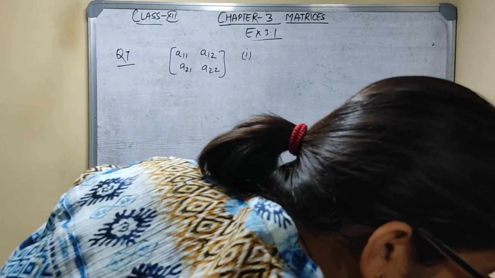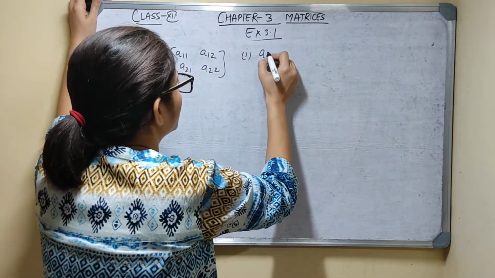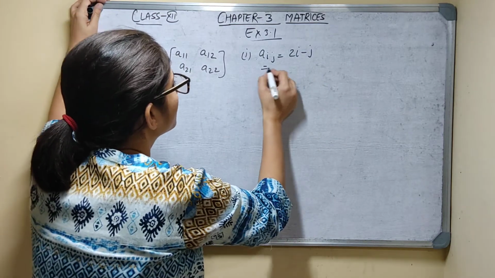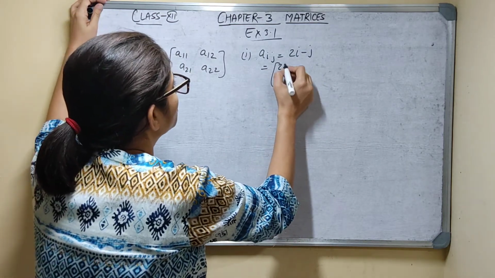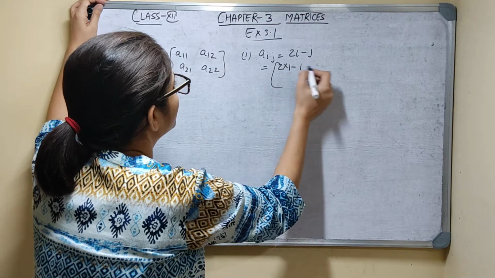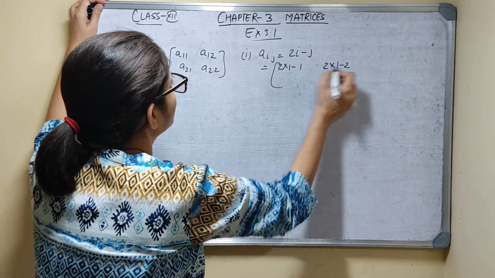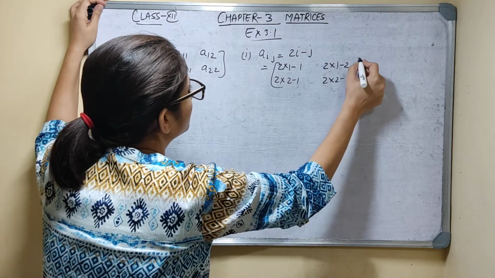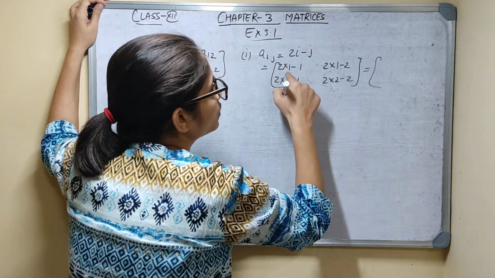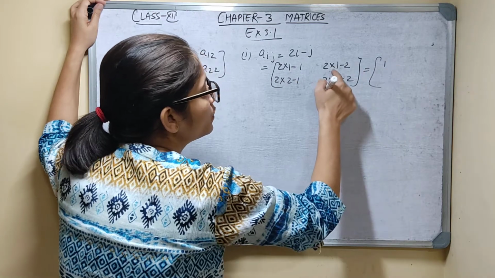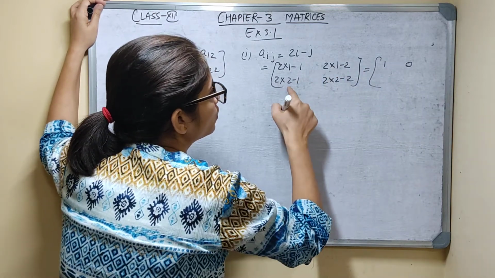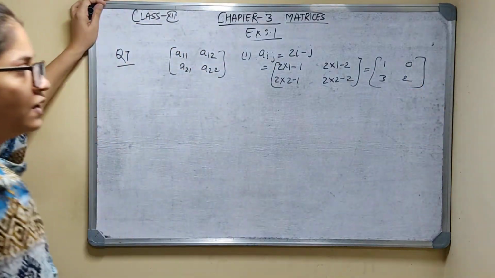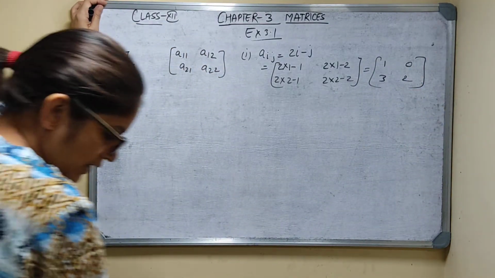It's given Aij is equal to 2i minus j. So you can write here: 2 into 1 minus 1, 2 into 1 minus 2, 2 into 2 minus 1, 2 into 2 minus 2. So what will you write? 2 into 1 is 2, 2 minus 1 is 1. 2 into 1 is 2, 2 minus 2 is 0. 2 into 2 is 4, 4 minus 1 is 3. 2 into 2 is 4, 4 minus 2 is 2. So 1, 0, 3, 2. Like this you can write.